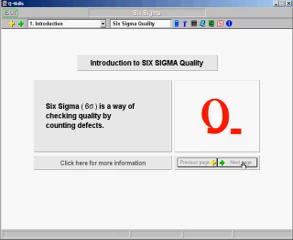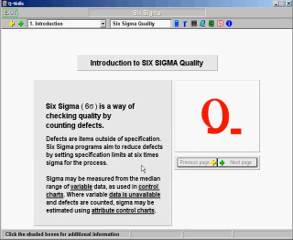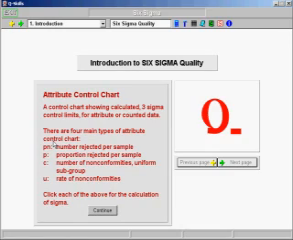Six Sigma is a way of checking quality by counting defects, and this is the fundamental behind Six Sigma. Now, a defect occurs whenever a product or service goes outside of its specification, although in reality we should always try to measure variables rather than counting defects, because this gives more information about our process. However, when we can only count defects, we should plot the defects on what's known as an attribute control chart.